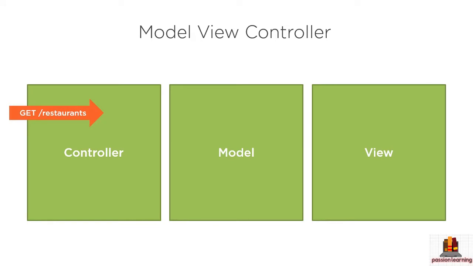So I am assuming you know a little bit about the HTTP protocol, and you'll recognize that a GET request is a request to read some information from the application. So someone wants to read about all the restaurants that we have. And with the MVC framework, the first component or the first piece of code that we write that can receive that request will be a controller.